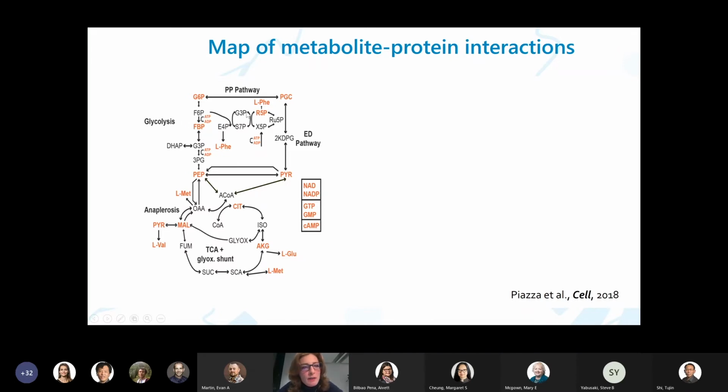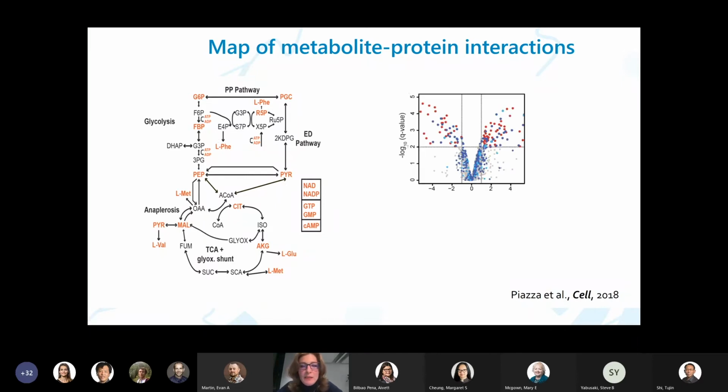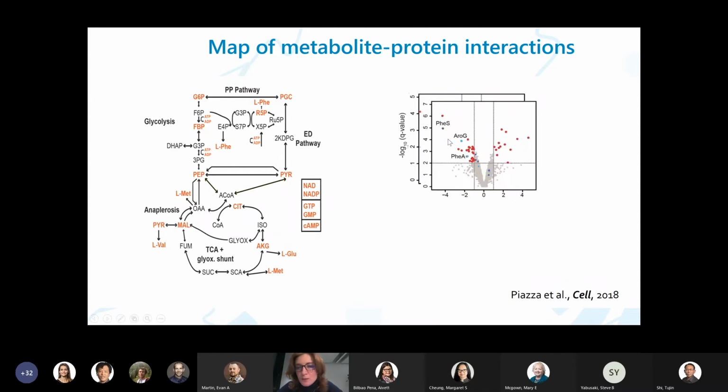We focused on about 20 metabolites. These are the ones you see here in orange. And then we added each of these metabolites to lysates of E. coli cells. So this is work done in bacteria. And then for each of these metabolites, we produced one of these volcano plots. So these are proteins that undergo some kind of structural alteration when a metabolite is added to the lysate.